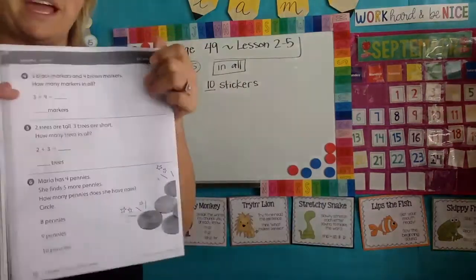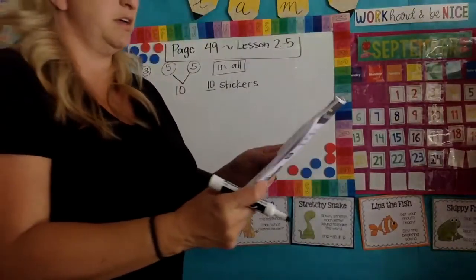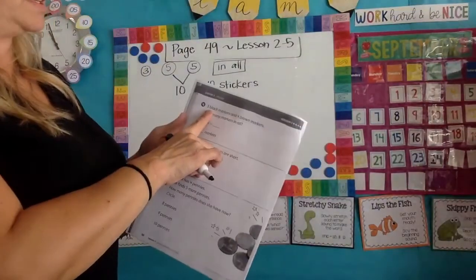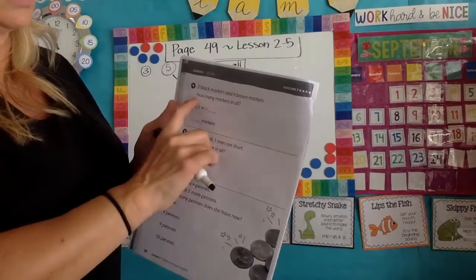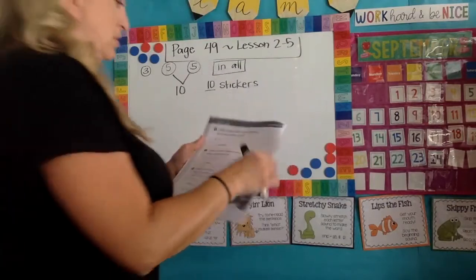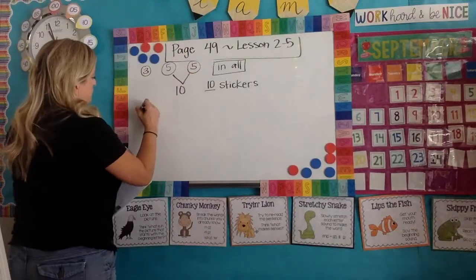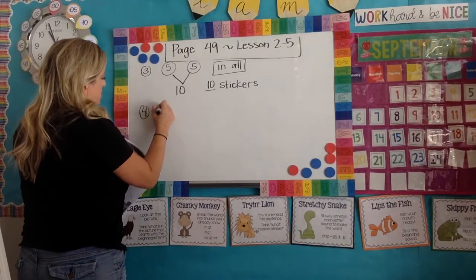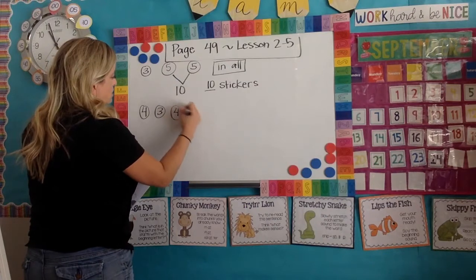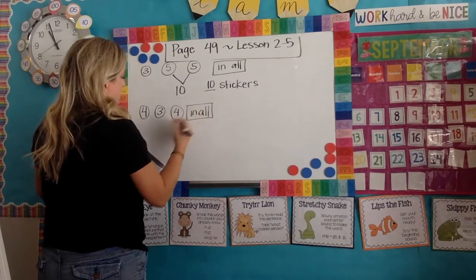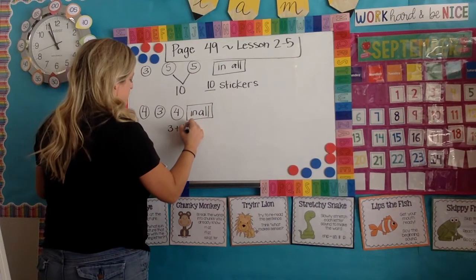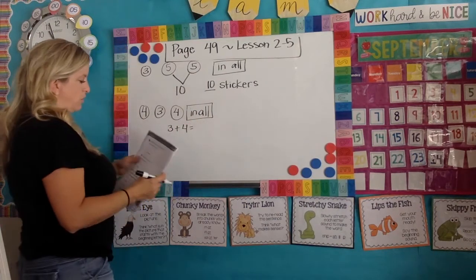I'm on the last page of my packet, if you have a packet. At the top, it says 3 black markers and 4 brown markers. How many markers in all? So for this one, I'm going to circle 3 and 4 and put a box around in all. That means I'm adding 3 plus 4.